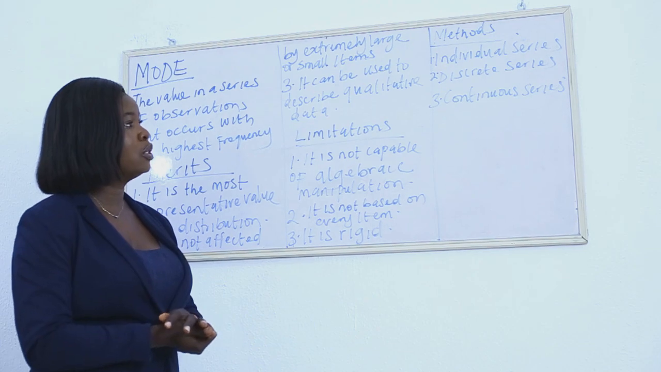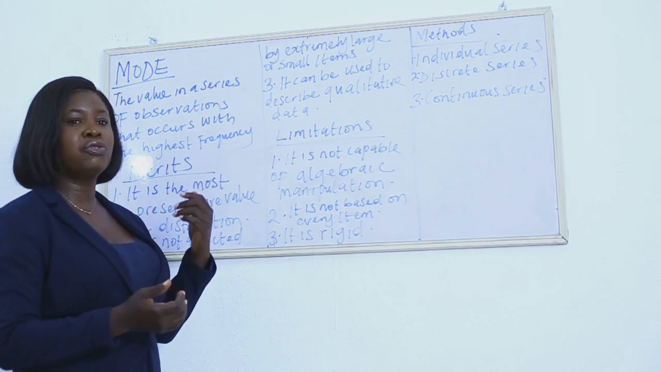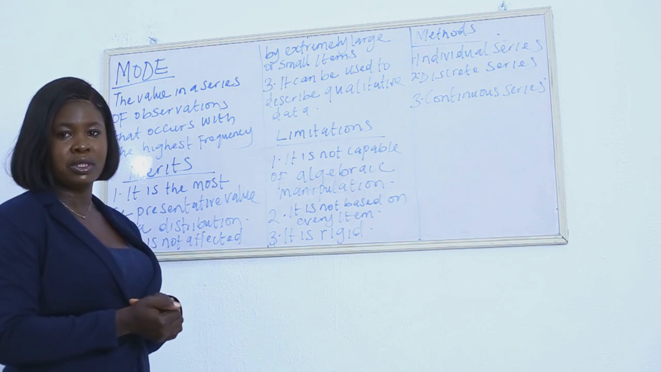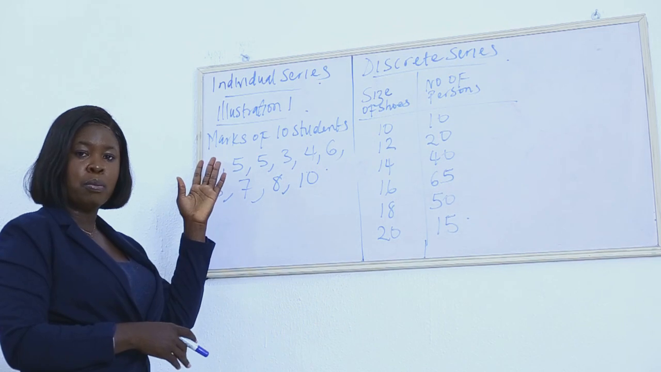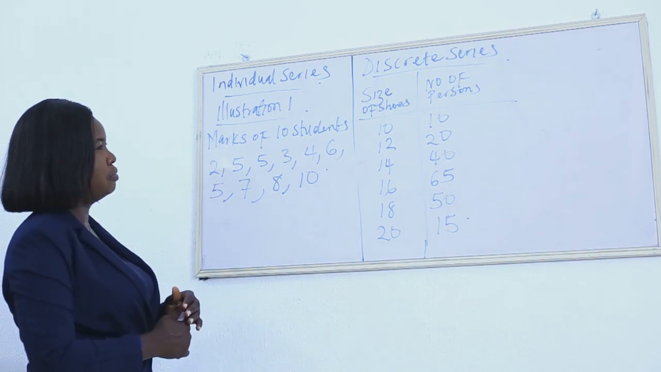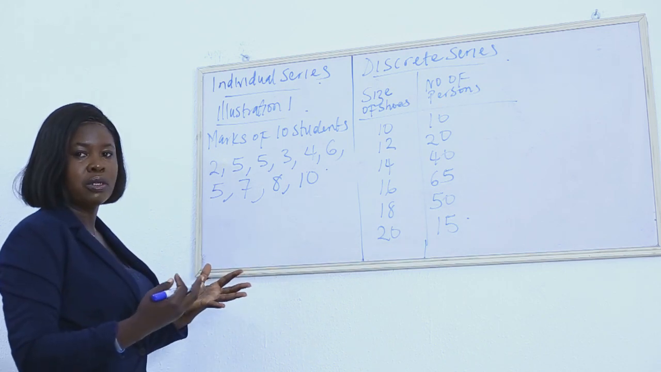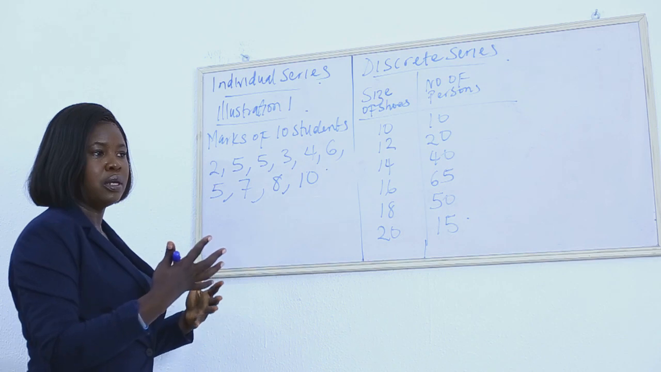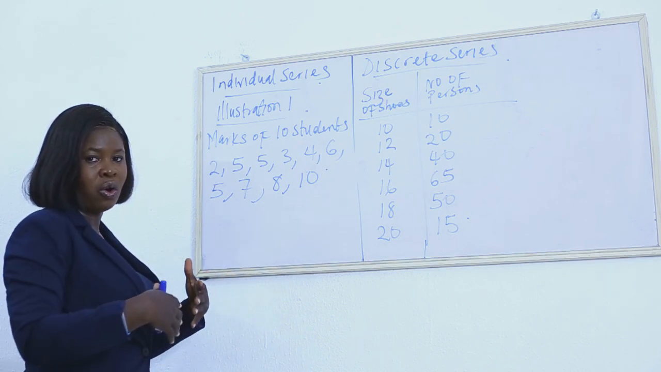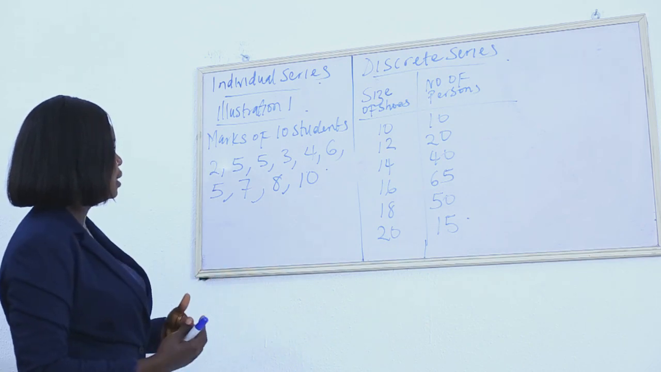Then how do we solve for the mode? It could be through the individual series, discrete series, or continuous series. I will take us through an example of each one. Illustrations on mode now. The first one is individual series and the second one is discrete series. And we said the mode is the value with the highest frequency or the highest number of occurrences, or it has appeared the most.